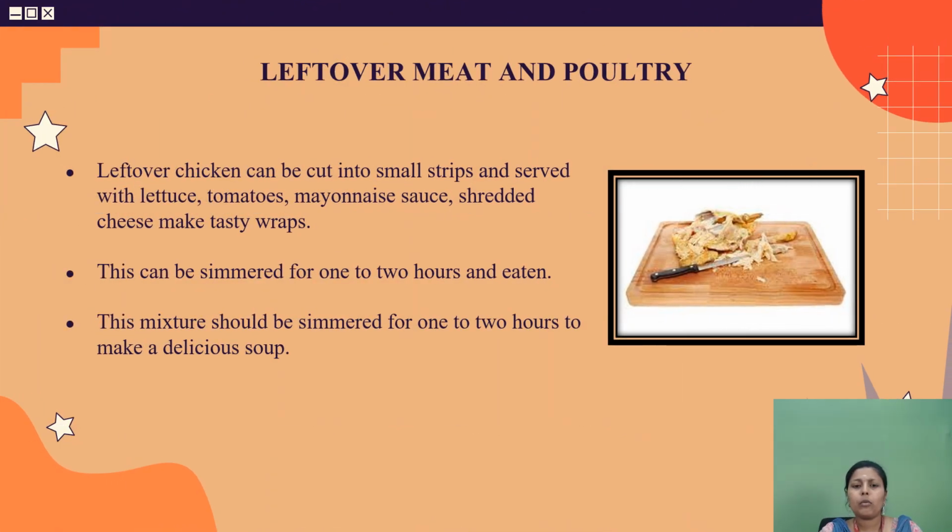Leftover meat and poultry. Leftover chicken can be cut into small strips and served with sliced tomatoes, mayonnaise sauce and shredded cheese to make tasty sandwiches. These mixtures should be simmered for 1 to 2 hours to make a delicious soup.